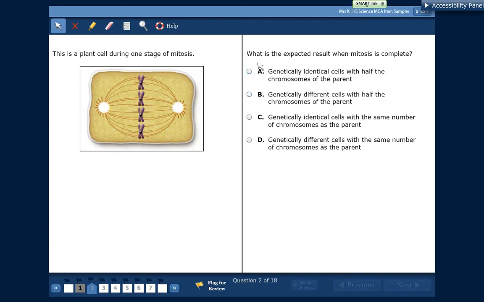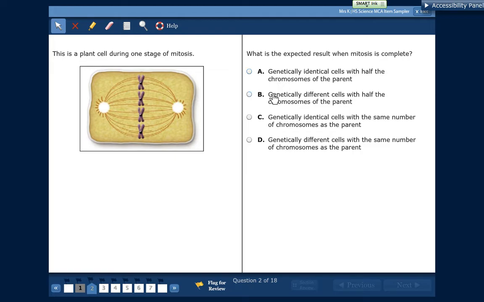Okay, so here's the question. What is the expected result when mitosis is complete? The key word in this sentence is mitosis. We look over at the picture. This is just a stage of mitosis. This is actually metaphase, when the chromosomes are lined up in the middle. So when one round of mitosis is complete, what do you have? If we remember, mitosis produces cells that are genetically identical.